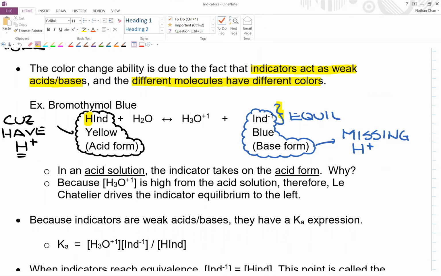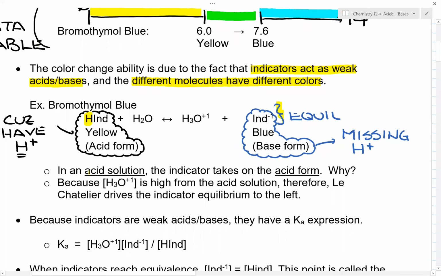In an acid solution, the indicator takes on the acid form. Why? Because the H3O plus is high from the acid solution. Okay? Now, when we talk about acid solution, it could be like HCl or HNO3 or something else. Therefore, Le Chatelier drives the indicator's equilibrium to the left.